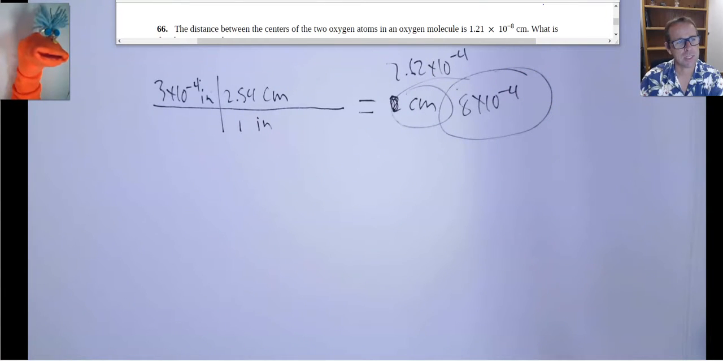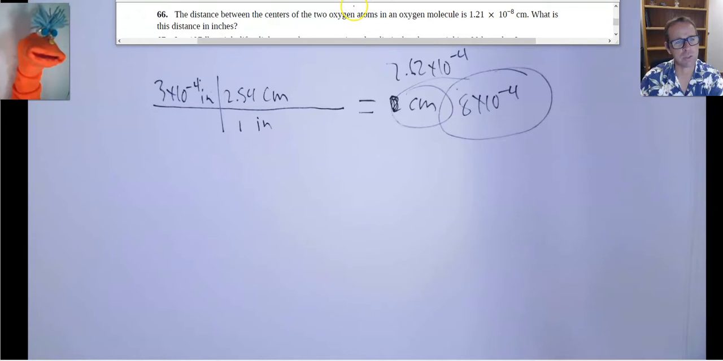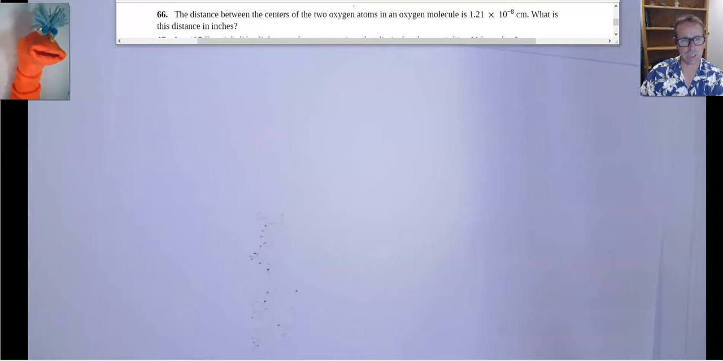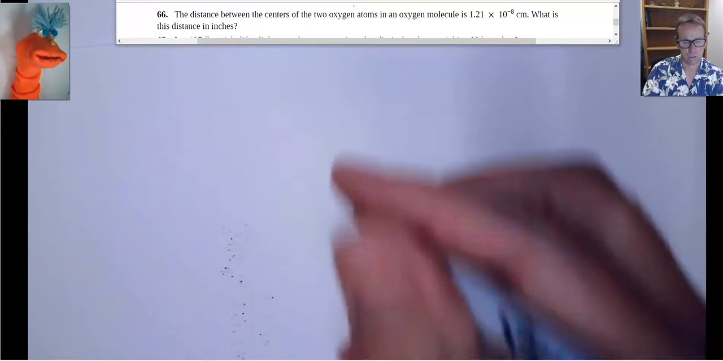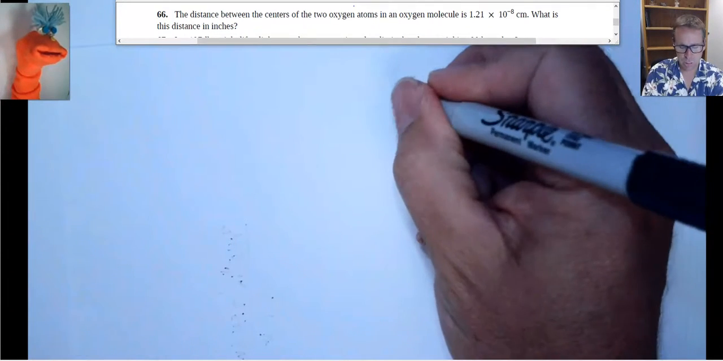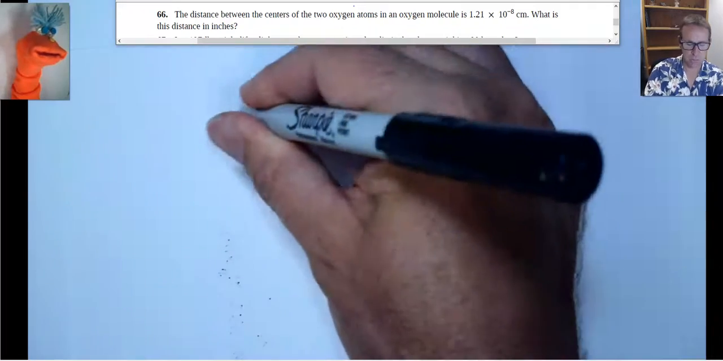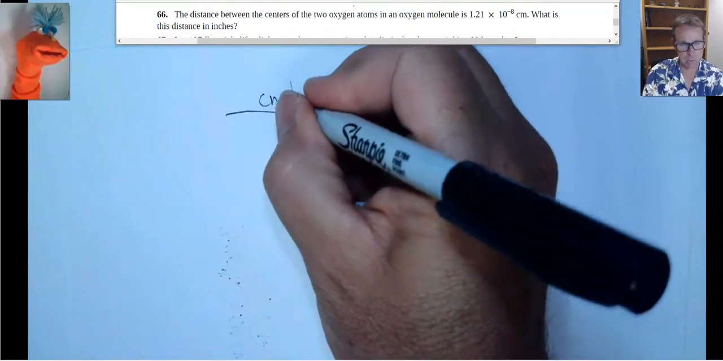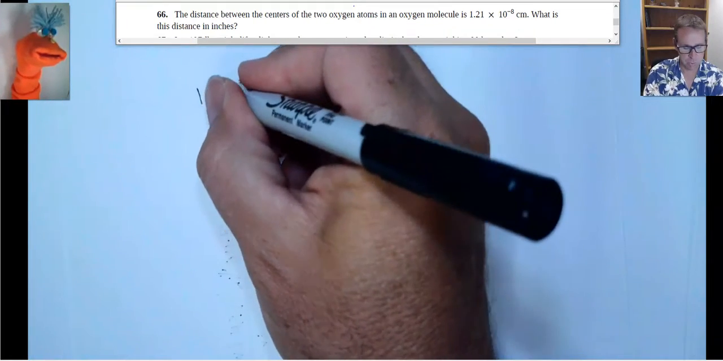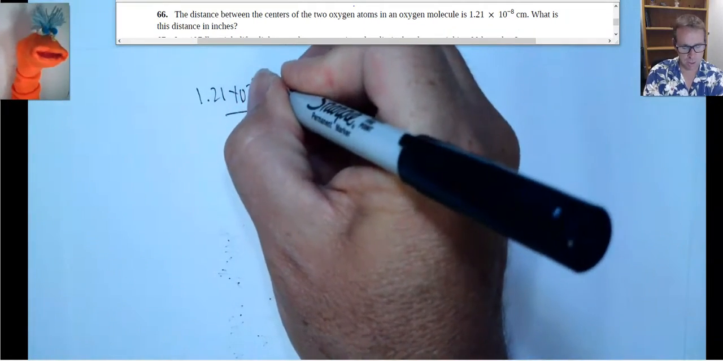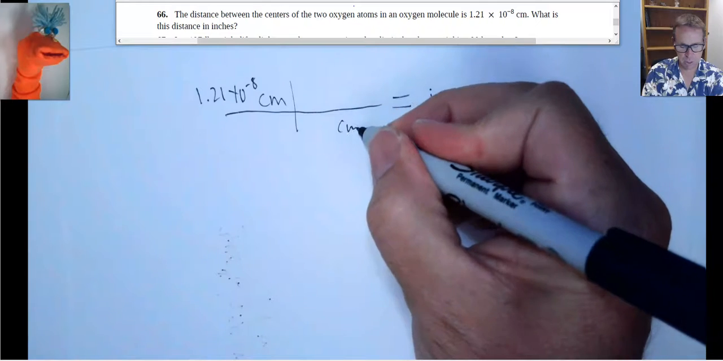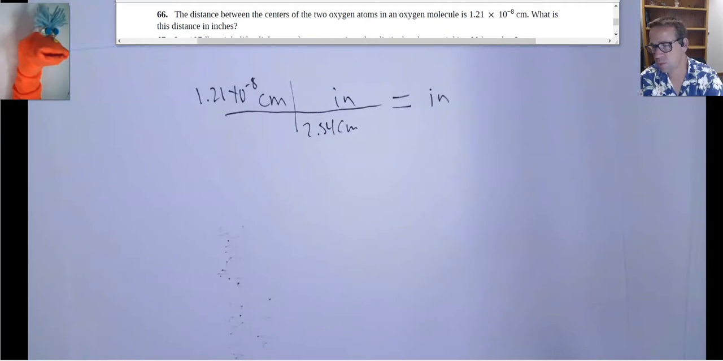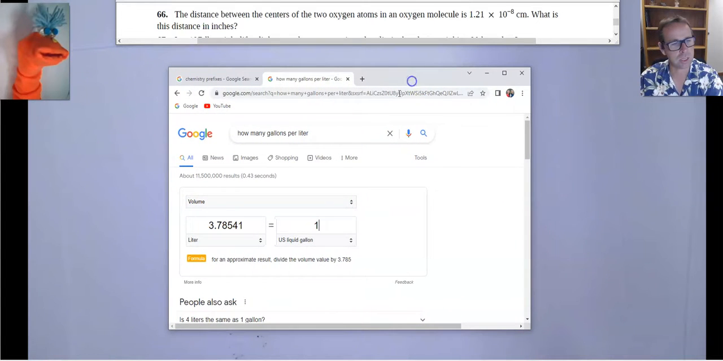Okay. Number 66, the distance between the centers of 2 oxygen atoms is that many centimeters, and we want to know that length in inches. Okay, so equal sign inches. It's always important that you start off with an equal sign and the units you're after. They gave us our value in centimeters, 1.21 times 10 to the minus 8. Centimeters have to go down here and inches have to go up here. 2.54. Let's get one more significant digit for our centimeters to inches.